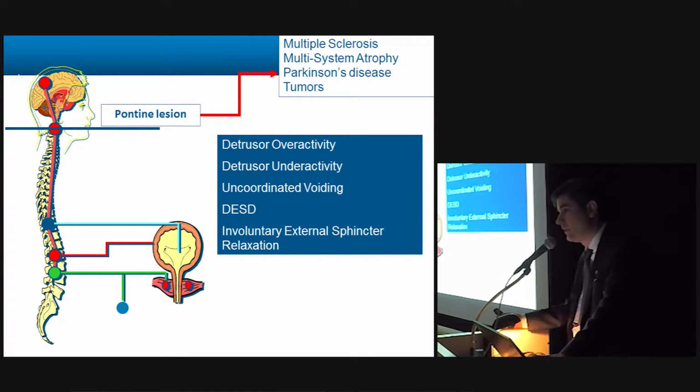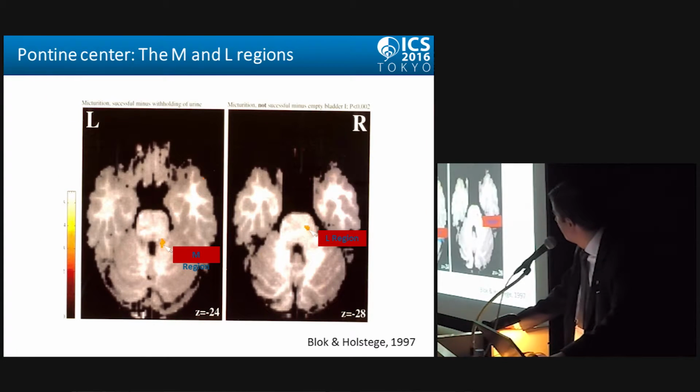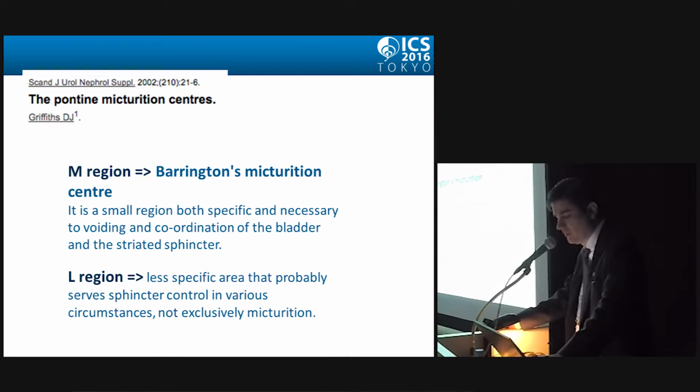Here we have a wide range of dysfunctions, as you can see here in this illustration. We have detrusor overactivity, possibility of detrusor underactivity, uncoordinated voiding, detrusor sphincter dysynergia, involuntary external sphincter relaxation. And it happens, as we've mentioned before, because there are two different areas inside the pontine micturition center, the M and the L regions. Jalish has mentioned it before as well.